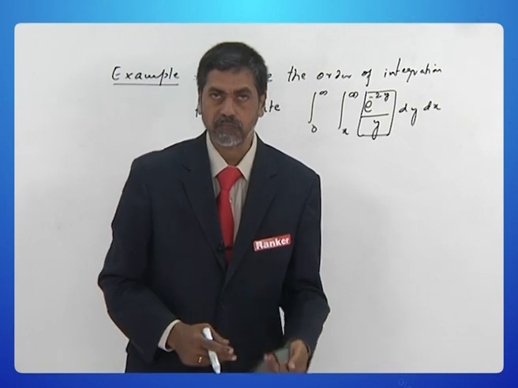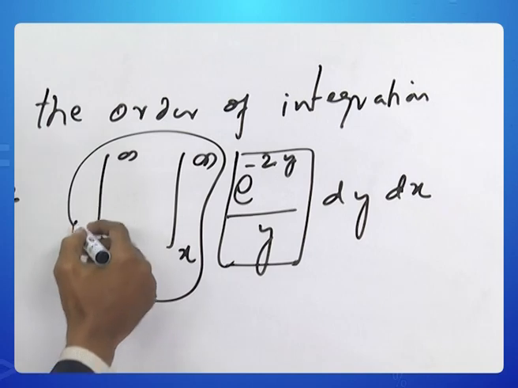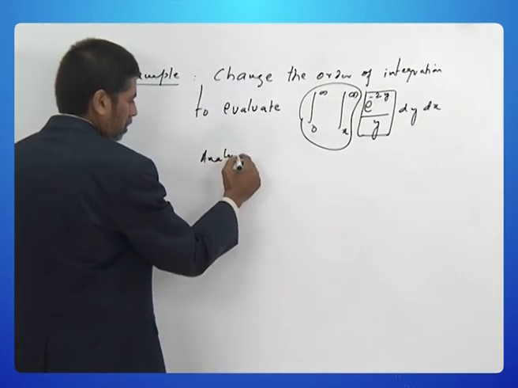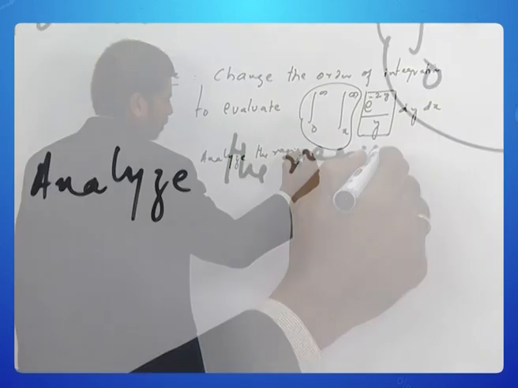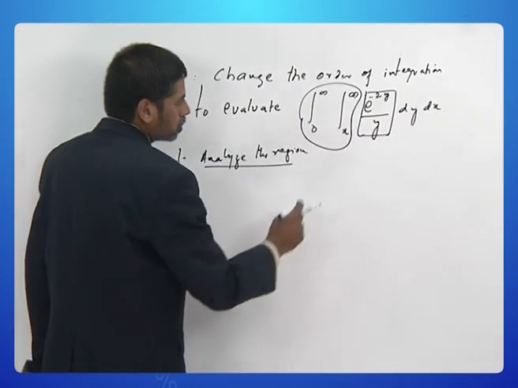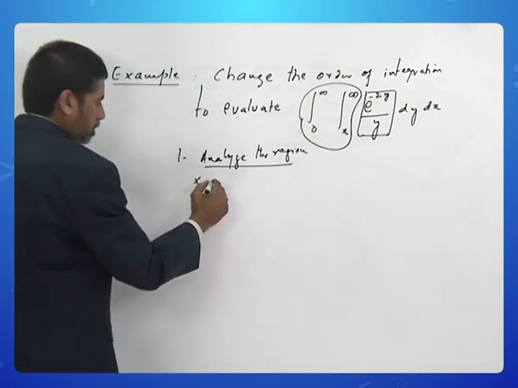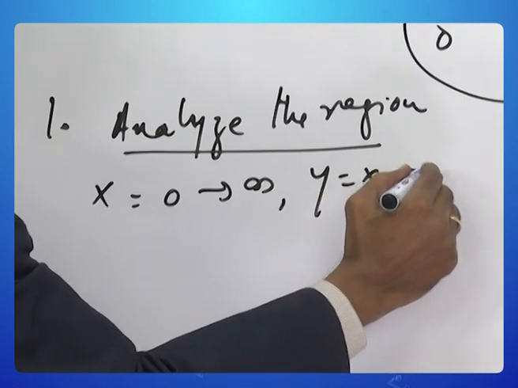But how do we start? First, the region should be analyzed. Analyze the region. This is the first step. So you can see these will be y limits and these are x limits. So x limits will be 0 to infinity, y limits will be x to infinity.